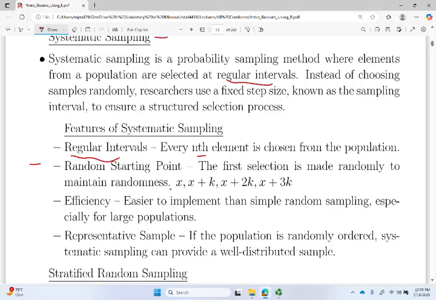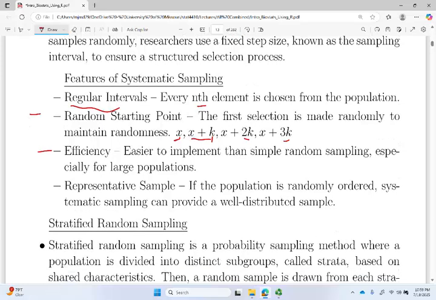We need a random starting point. This first starting point is random, and then we observe more observations, but when we get to the kth one, we keep it. And then when we get to the next kth observation, we keep it, and the next. This is often easier to implement because you don't have to give every observation of the population a number that we randomly choose from. We just randomly pick a starting point, and then we collect every k observations into our sample.